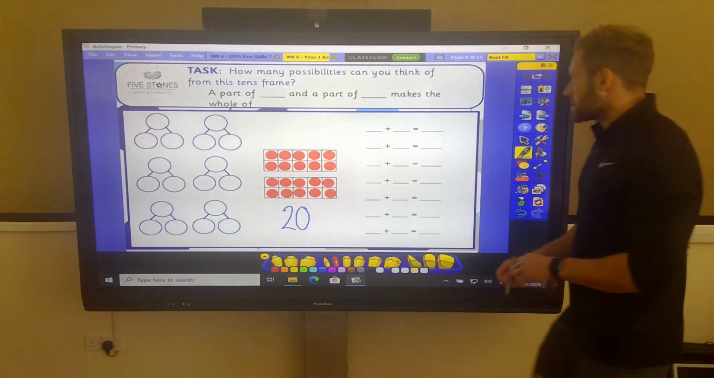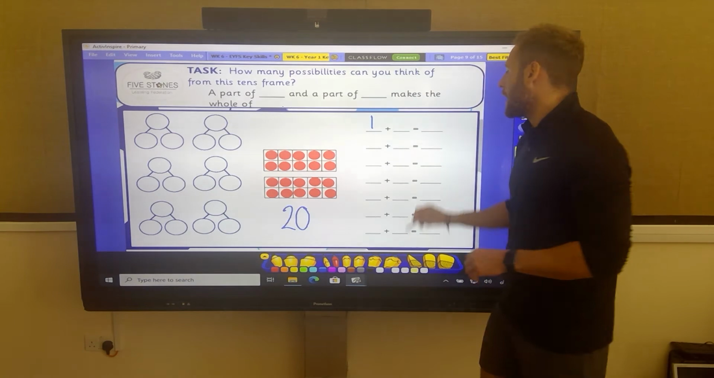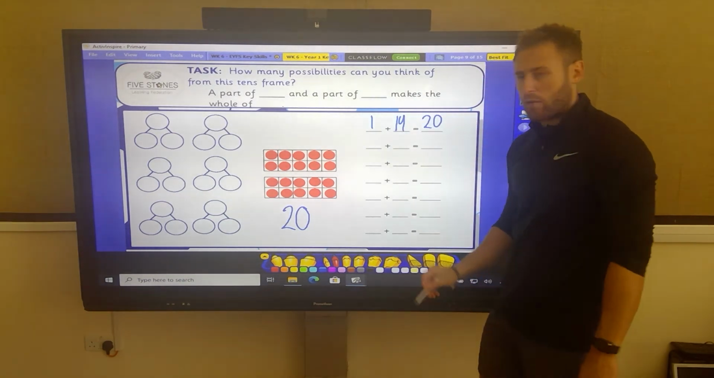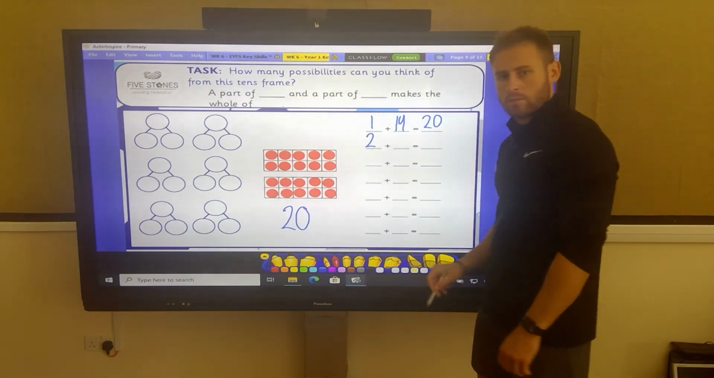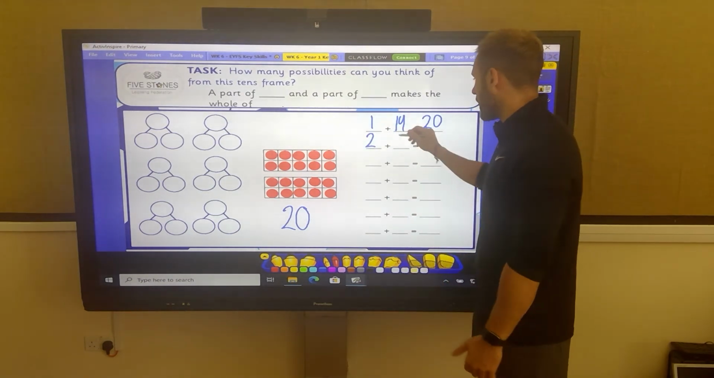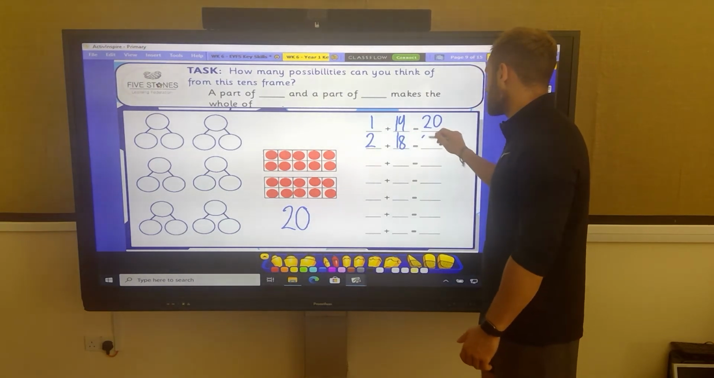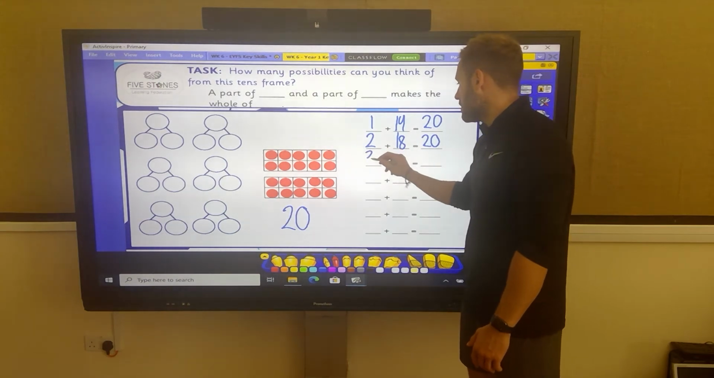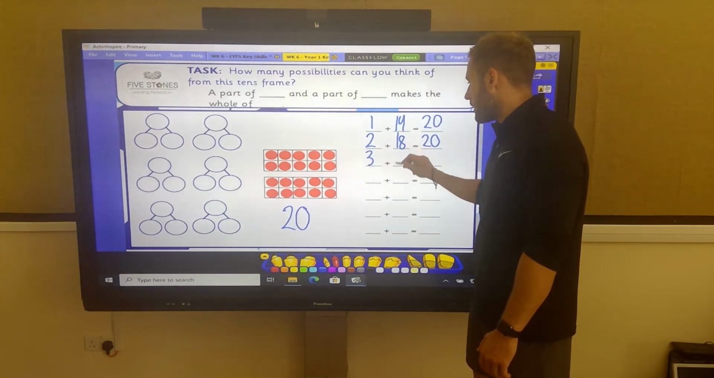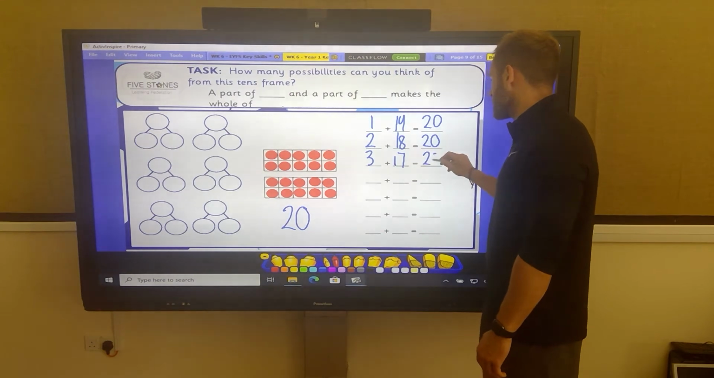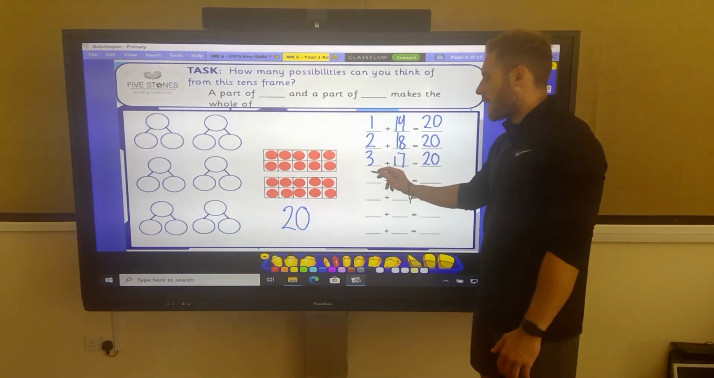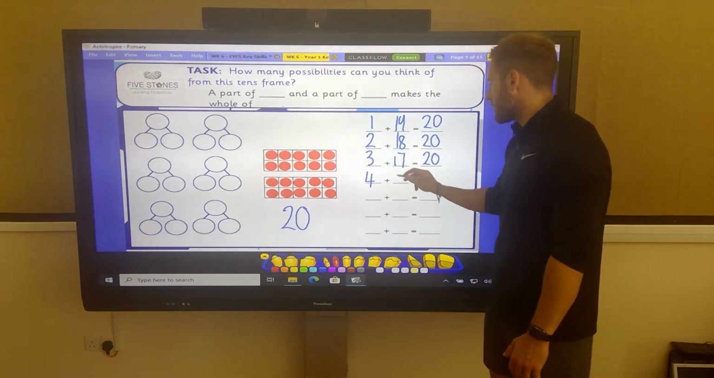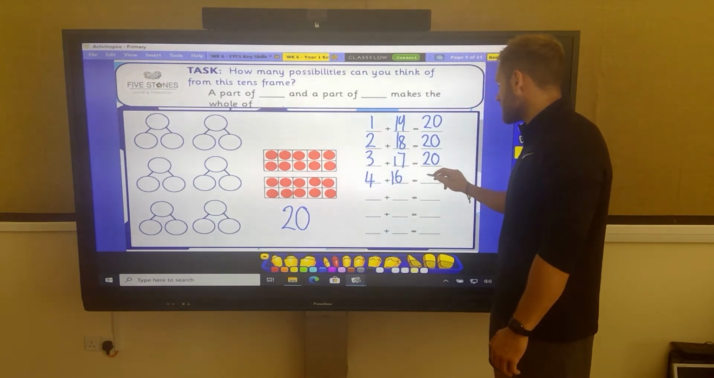Right, what we'll have noticed is if we've got a small part of 1, we need a large part of 19 to get to 20. If we have a slightly bigger part of 2, we need a slightly smaller part of 18 to get us to 20. If we've got a slightly bigger part of 3, we need a slightly smaller part of 17 to get us to 20. If our part of 3 increases to 4, our part of 17 will decrease to 16 to get us to 20.